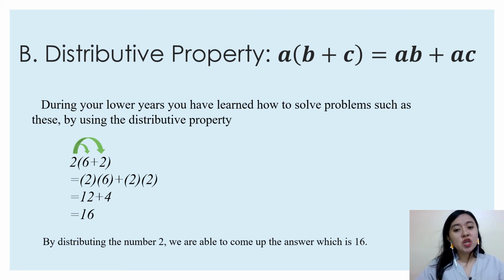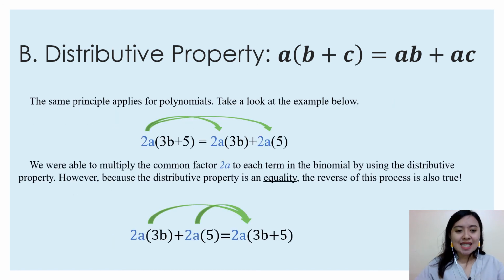During your lower years, you have learned how to solve problems such as these by using the distributive property. So we have here 2 multiplied to quantity 6 plus 2. All you have to do is distribute 2 to both 6 and 2, giving you 2 times 6 plus 2 times 2. If we simplify that, we will get 12 plus 4 or 16. By distributing the number 2, we are able to come up with the answer, which is 16.